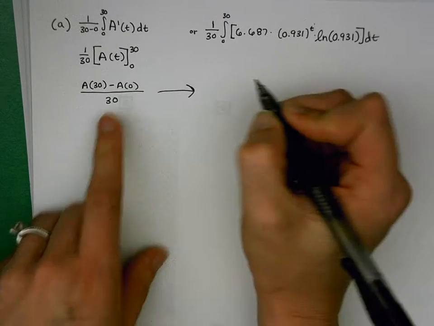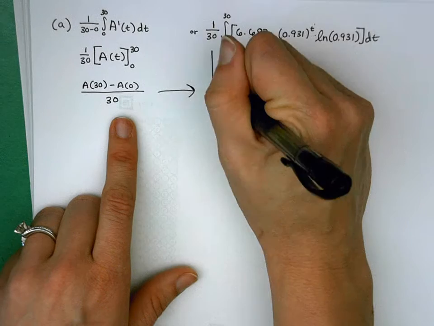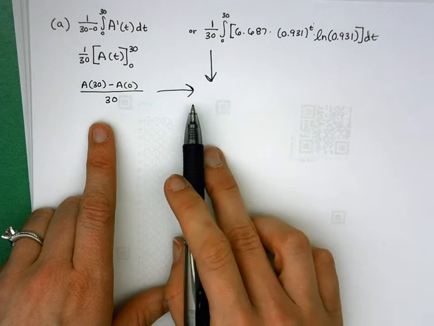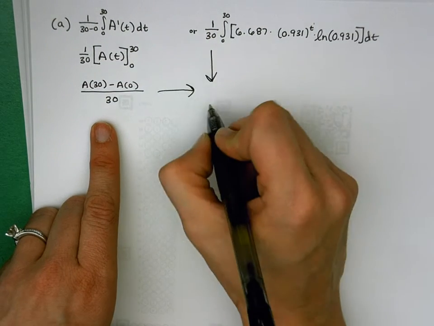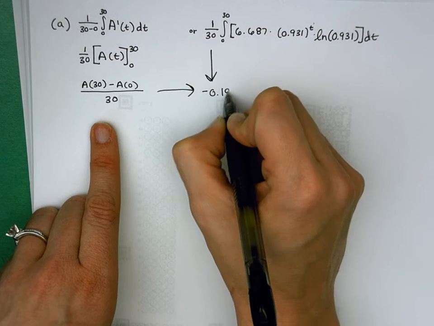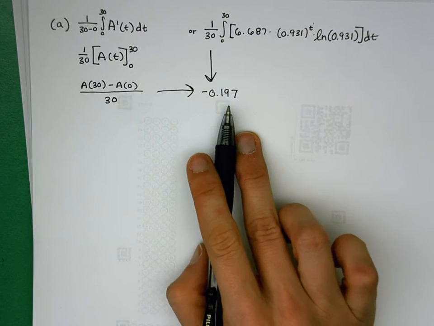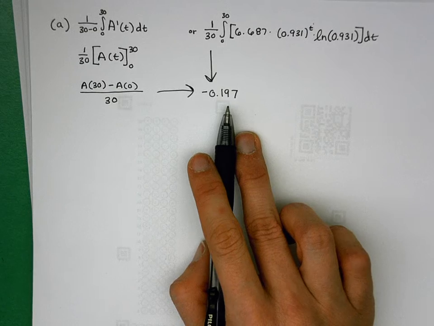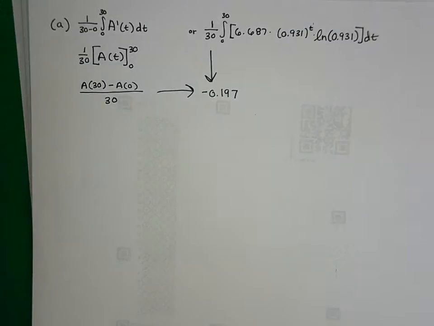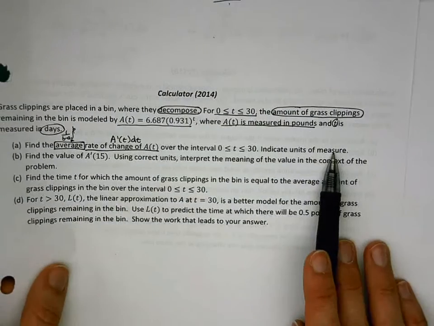Whichever method you choose, whether you come from this spot or this spot, you're going to find that you get negative 0.197 or negative 0.196. I did round here. You also could truncate. And then they asked us for our units of measure.